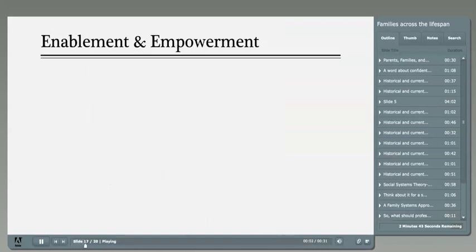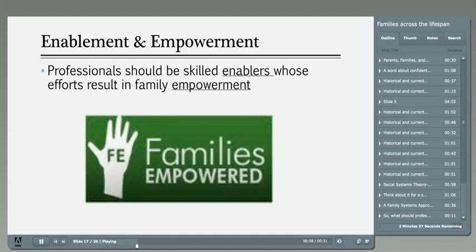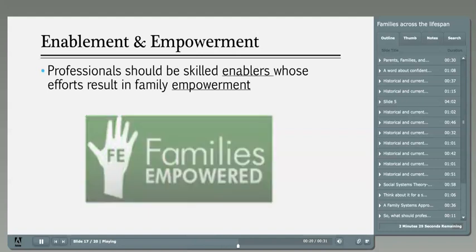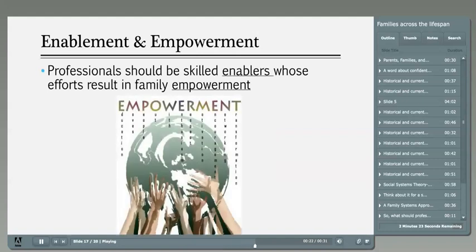A somewhat more popular approach that is not mentioned in the textbook is the approach suggested by Dunst and his colleagues, who have had a lot of influence on early childhood special education. They talk about the principles of enablement and empowerment. Enablement is the term that means providing opportunities for parents to make decisions, apply their competencies, and acquire new competencies. When this happens, the family becomes empowered.